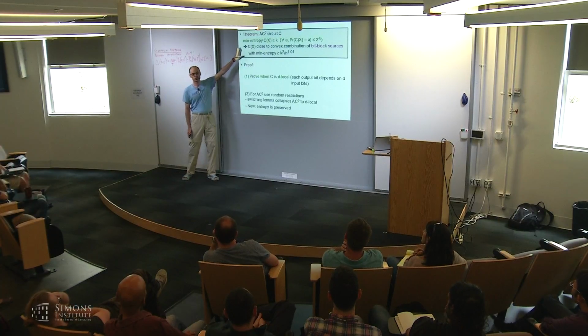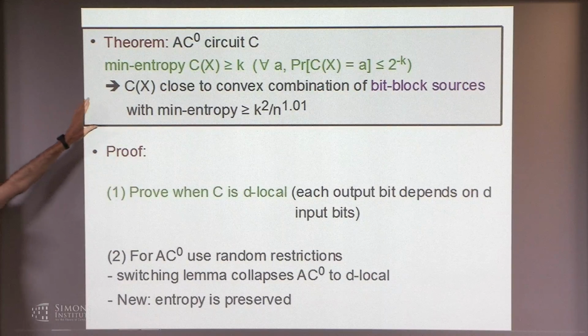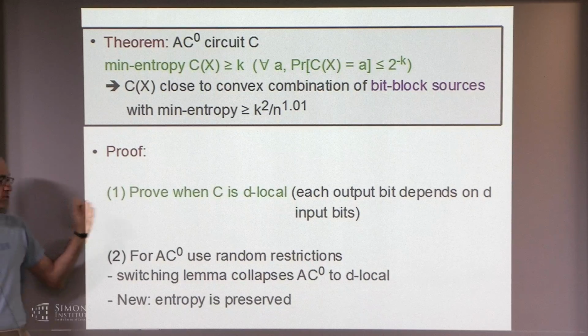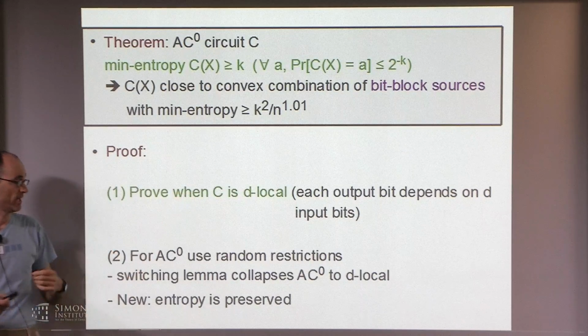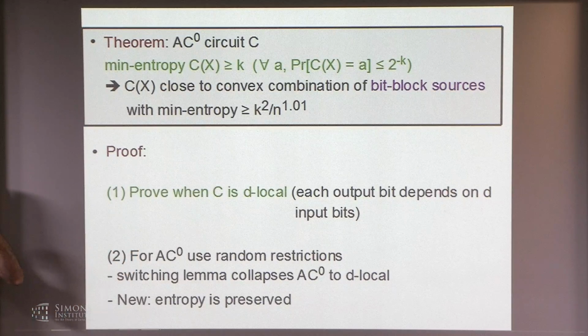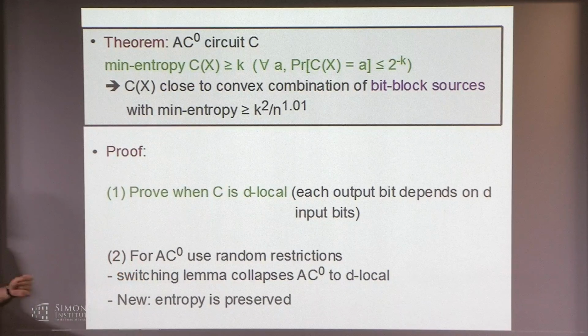Okay, so I want to show you the proof of this theorem. This is a characterization of high min-entropy AC0 sources. And the proof is done in 2 steps. In the first step, we'll do it when the circuit is actually not just AC0, but even d-local. So each output bit will just depend on d input bits. And then there is a way to reduce AC0 to this d-local setting.